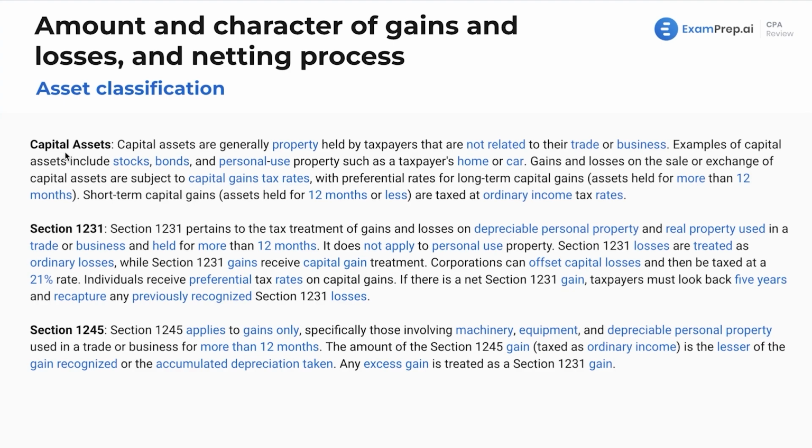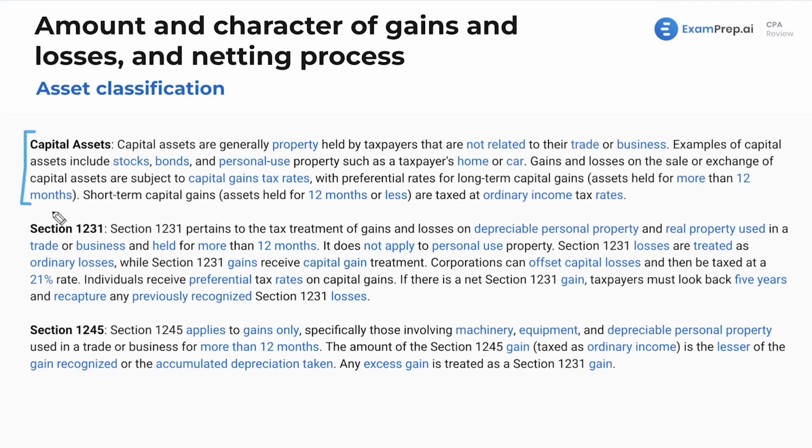All right, so first off, we've got capital assets. These are generally property held by taxpayers that are not related to their trade or business. Examples of capital assets include stocks, bonds, and personal use property, such as a taxpayer's home or car. Gains and losses on the sale or exchange of capital assets are subject to capital gains tax rates, with preferential rates for long-term capital gains, which are assets held for more than 12 months. Short-term capital gains, assets held for 12 months or less, are taxed at ordinary income rates. Now this, we've seen this before. This is everything we've seen up until now.